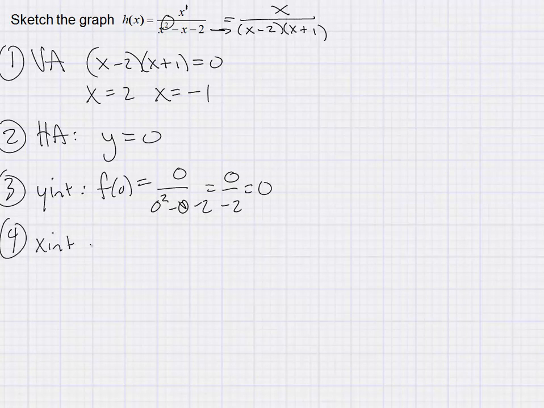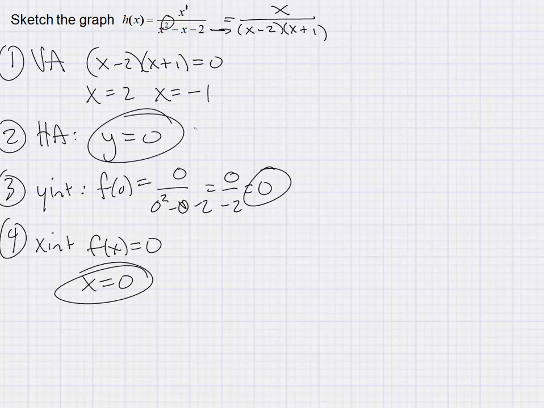x-intercept. f of x equals 0. For this, numerator equals 0. That's my x-intercept. So y-intercept, x-intercept, horizontal asymptote, vertical asymptotes. So let's put this graph together.